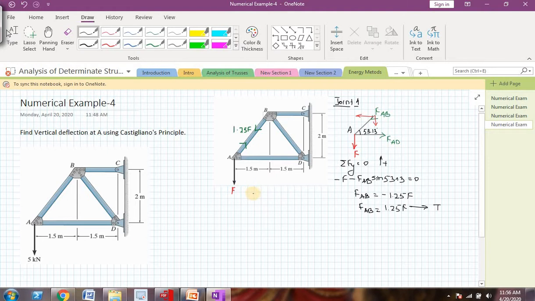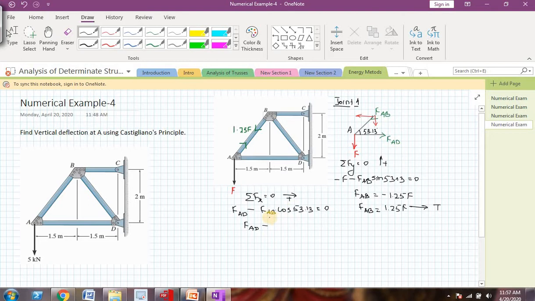Okay, now I will apply the second equilibrium equation. The second equilibrium equation is summation of Fx equal to 0, taking all the forces in this direction as positive. I will end up with this kind of an equation: FAD minus FAB cos of 53.13 equal to 0. So FAD I don't know, but I know the value of FAB.